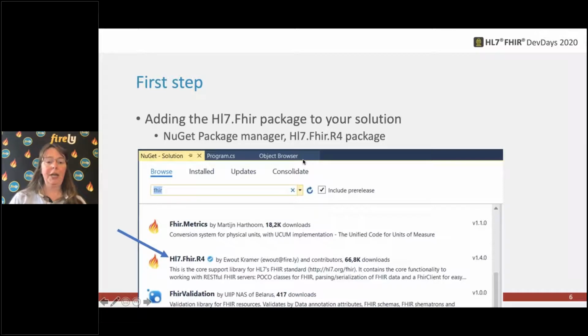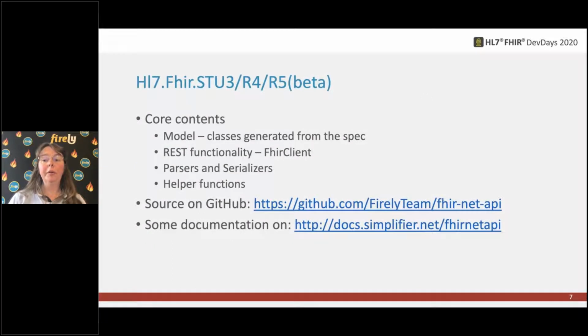So what you would do is check out the NuGet browse for FHIR. You could include the pre-release packages if you wanted to, but you should be able to see the HL7.Fhir.R4 package. Of course, you can also use HL7 FHIR STU3 or DSTU2. There's still a library for that as well, but not widely used anymore. And there's also a preview for R5, but that is only visible when you include the preview releases.